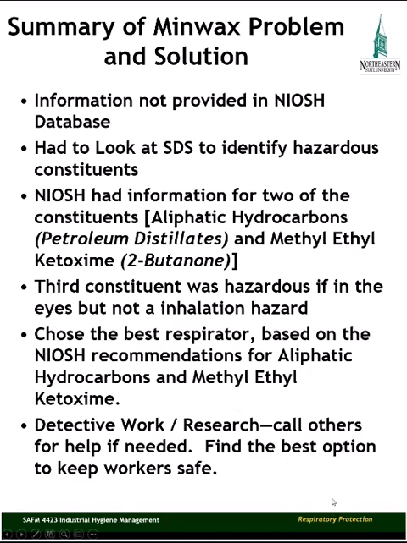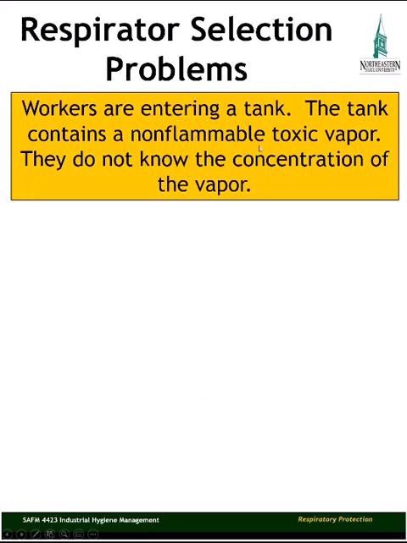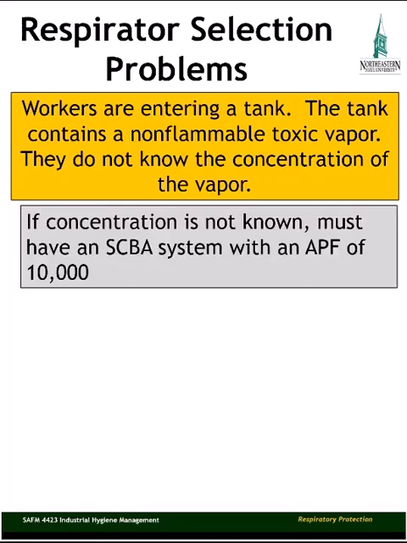All right, we're going a little long on this one, but I've been short on some other ones, so it's evening out. A couple of other respirator selection issues, and then we will end this module. Workers are entering a tank. The tank contains a non-flammable toxic vapor. They do not know the concentration of the vapor. We've talked about this. If you don't know the concentration, SCBA with an APF of 10,000 is what you need.